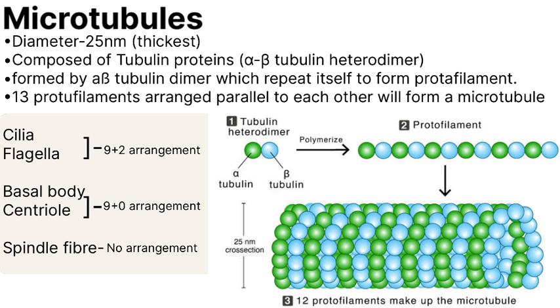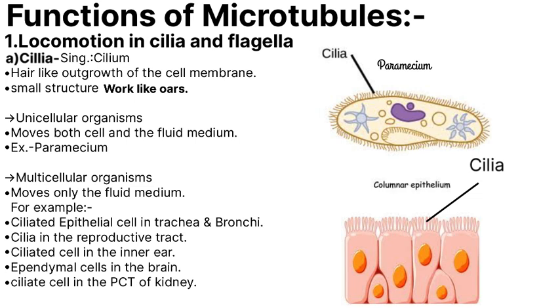And all of these five different structures, like cilia, flagella, basal body, centriole and spindle fibers, are composed of microtubule structures only, where you will see cilia and flagella with the 9+2 arrangement, and 9+0 arrangement in the basal body and the centriole, while the spindle fiber has no such arrangement of microtubules. You will see all of these in the upcoming slides. You will see a cross-sectional view of the microtubules in the structure of cilia and flagella in the next slide. So let's begin with their basic structure and functions first.